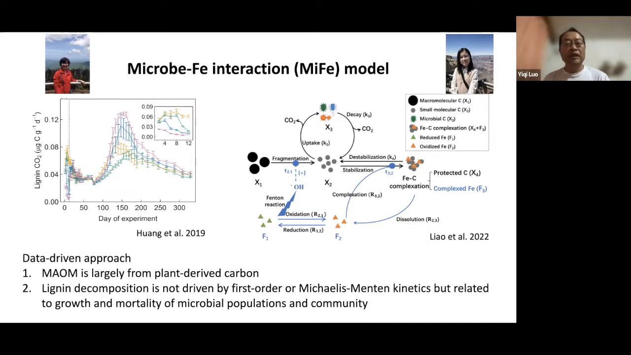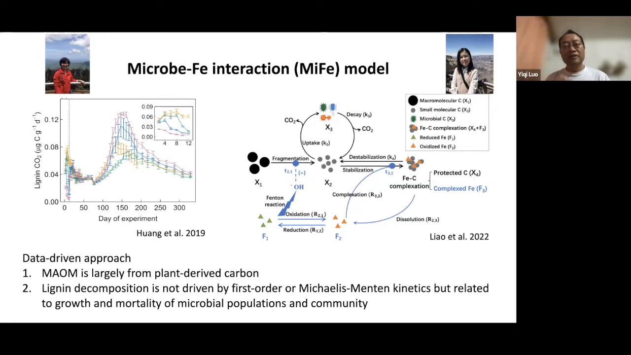The two conclusions actually have contemporary implications, because currently the paradigm on soil organic dynamics is shifting towards the concept that mineral-associated organic matter is mostly derived from microbial residue. But this study indicates that at least for lignin decomposition, it is mostly derived still from plant-derived carbon.